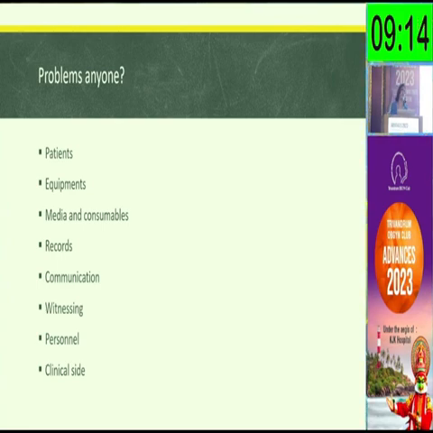We need to start right from the patient. What was the age of the patient? What was the disease of the patient? What was the gonadotrophin that was given? What is the batch of the gonadotrophin that was given? Who gave the gonadotrophins? Was the cold chain fine?